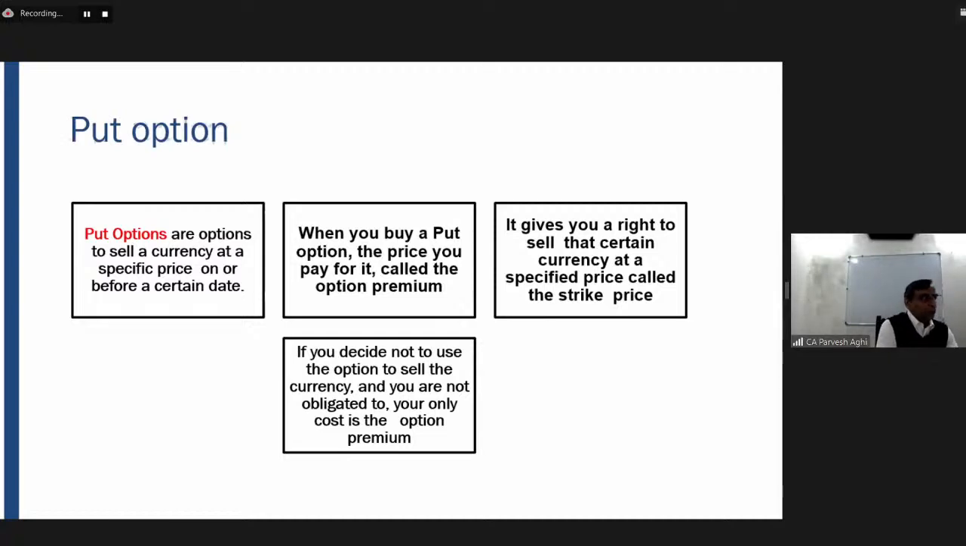So, a call option and a put option. A call gives you a right to buy, a put option gives you a right to sell, but at a certain strike price for a certain period of time. If you don't exercise, what you lose is the premium, nothing else.